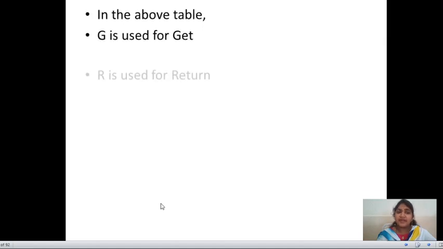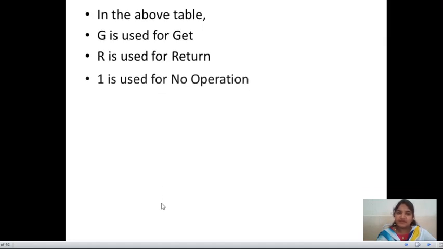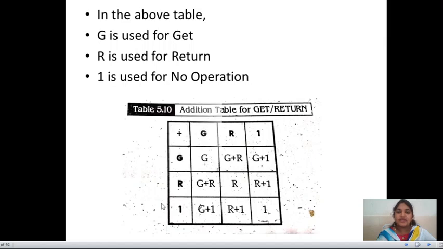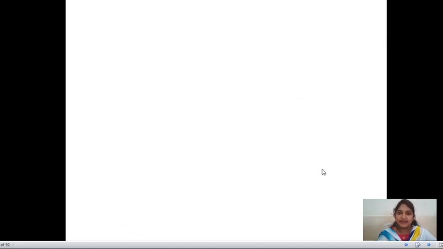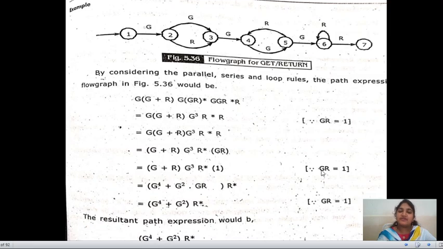So in the above table, G is used for get, R is used for return, 1 is used for no operation. So same as push and pop, we have the addition table: G plus G is G, G plus R is G plus R, G plus 1 is G plus 1. Like this. This is the addition table for get or return also. So here also we are taking an example.